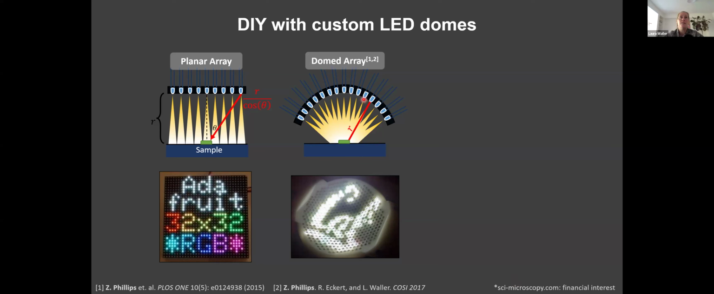So then we started building these domes. We also wanted to improve the light efficiency at high angles. At high angles, the flat LED array doesn't get much light to the sample, for lots of reasons. The LEDs are directional, it's further away so the light is dropping off, and it's not coming in from an angle, so you also have Fresnel reflections. So we started pointing the LEDs properly at the sample in a dome shape, so they're all the same distance from the sample.